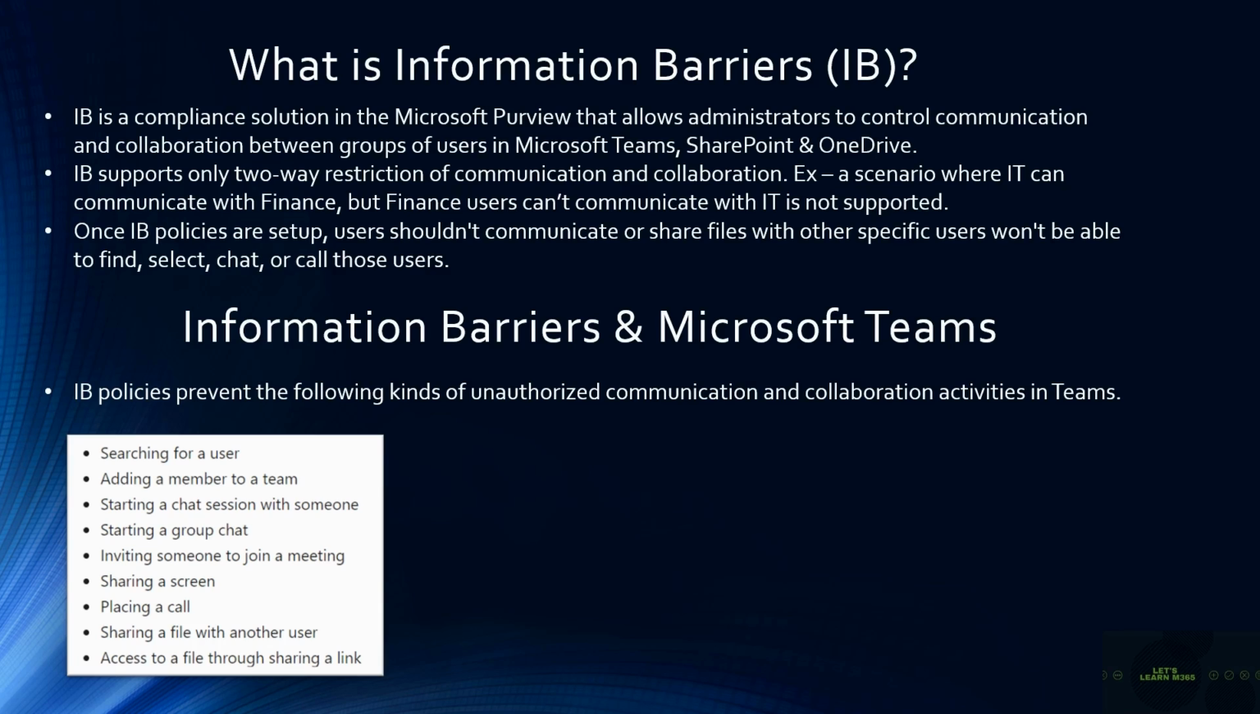Okay, so now we know that IB can help restrict a specific set of users from communicating with each other. Now the question is, why would we want to restrict users? Well, there could be scenarios where users of a particular department or business unit, like finance and HR, are working on a confidential project and administrators do not want them to communicate with each other. So that is when an information barriers policy can come in handy.